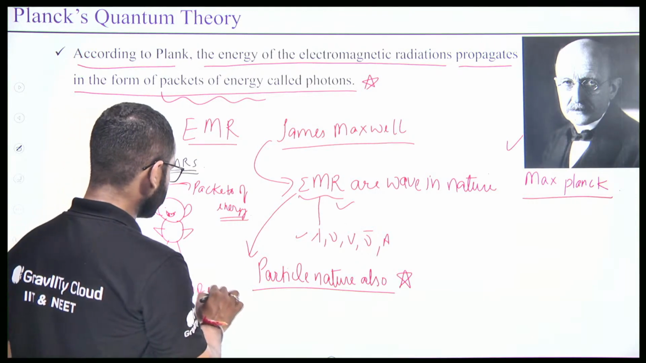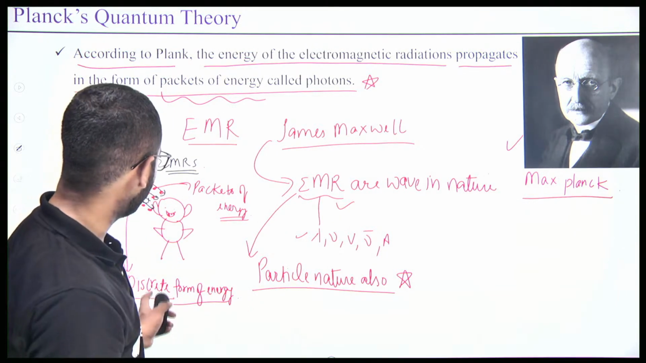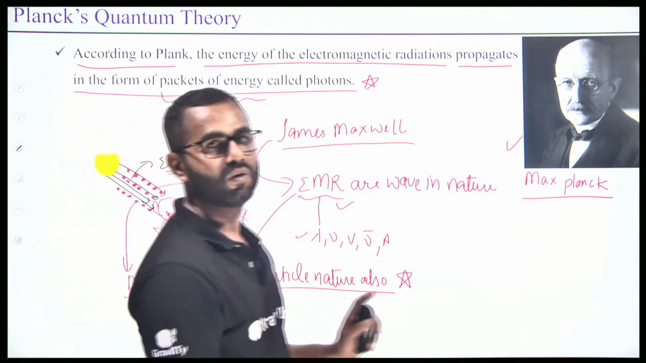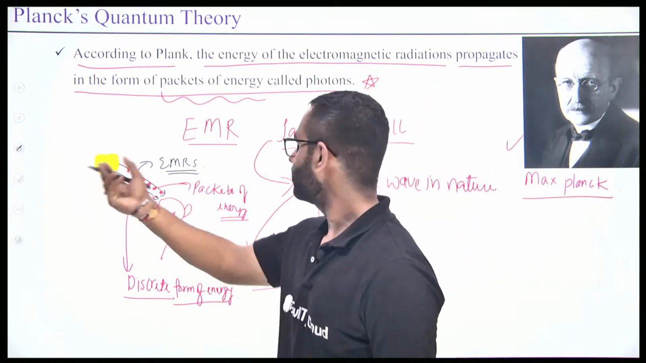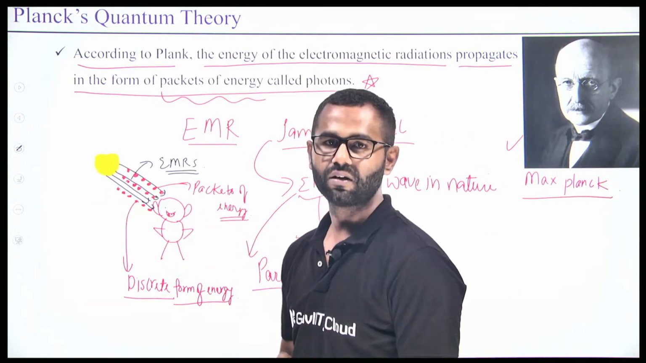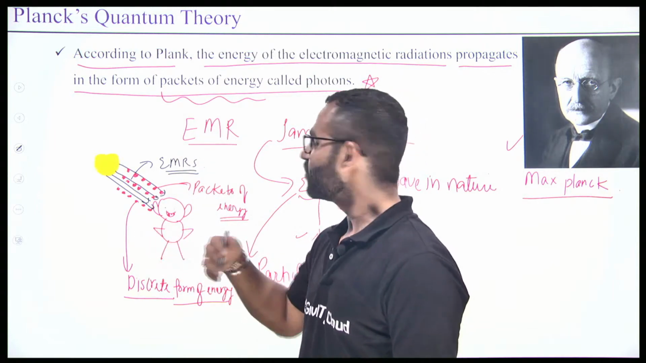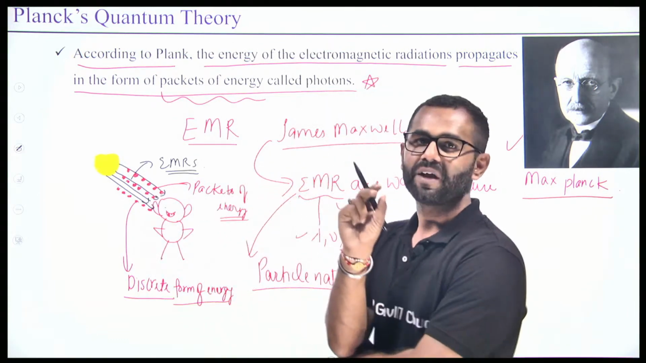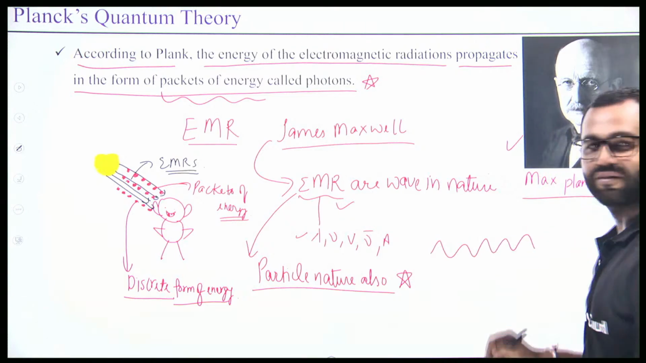What is the meaning of discrete form of energy? This we need to understand. So one thing is clear, that whatever energy you are receiving from the sun, when you stand under the sun, it is coming on the waves, right? So you can think that photons are little particles.